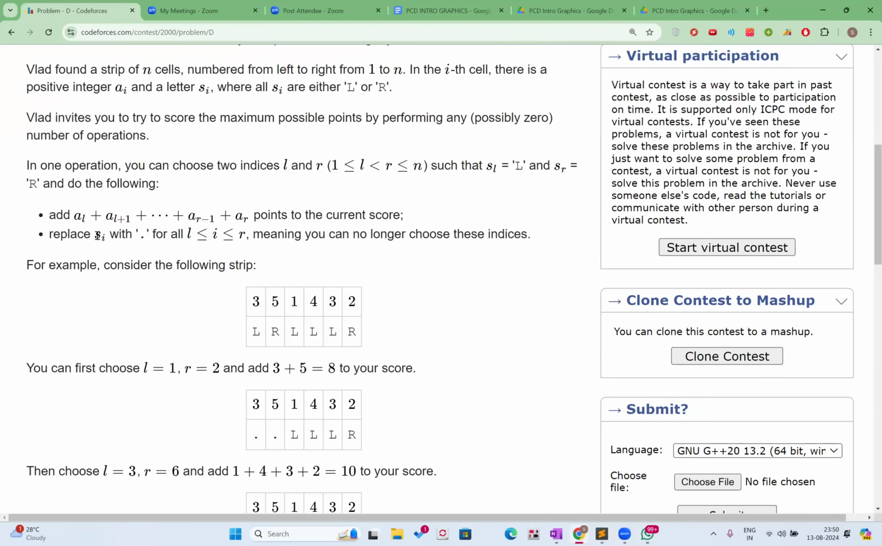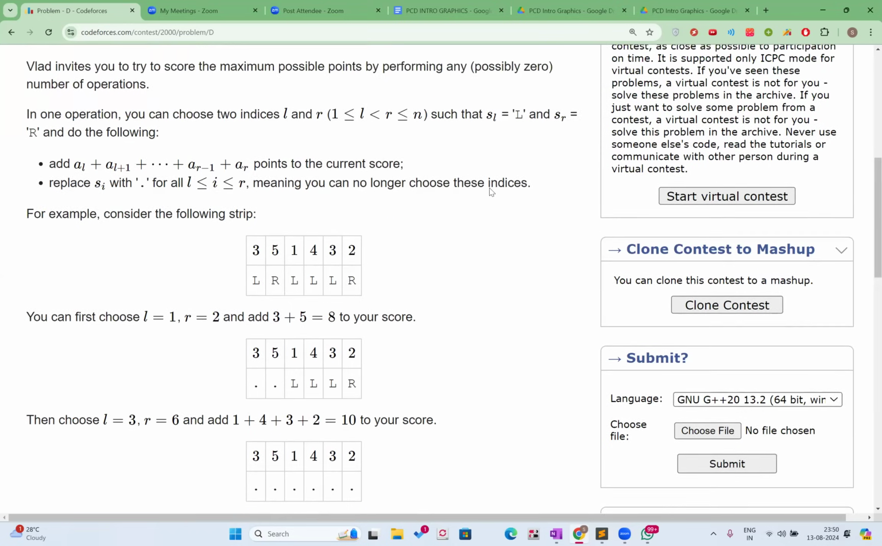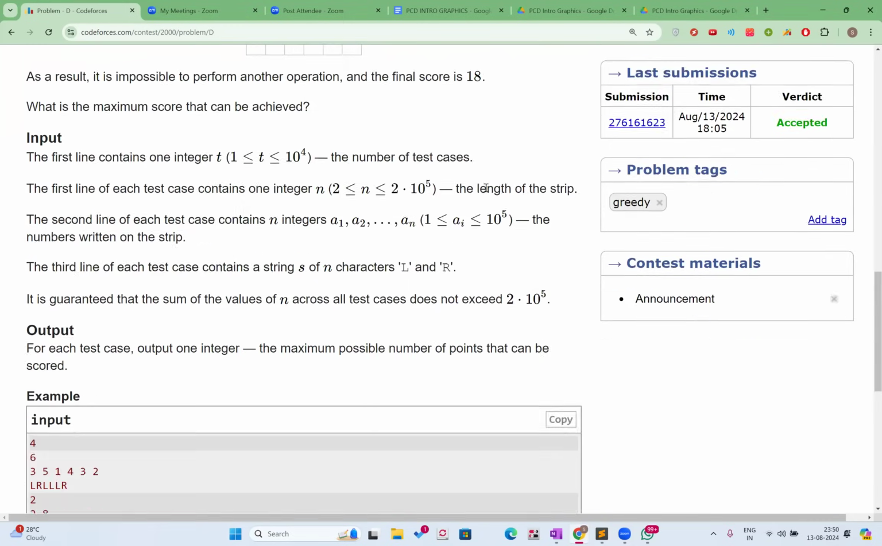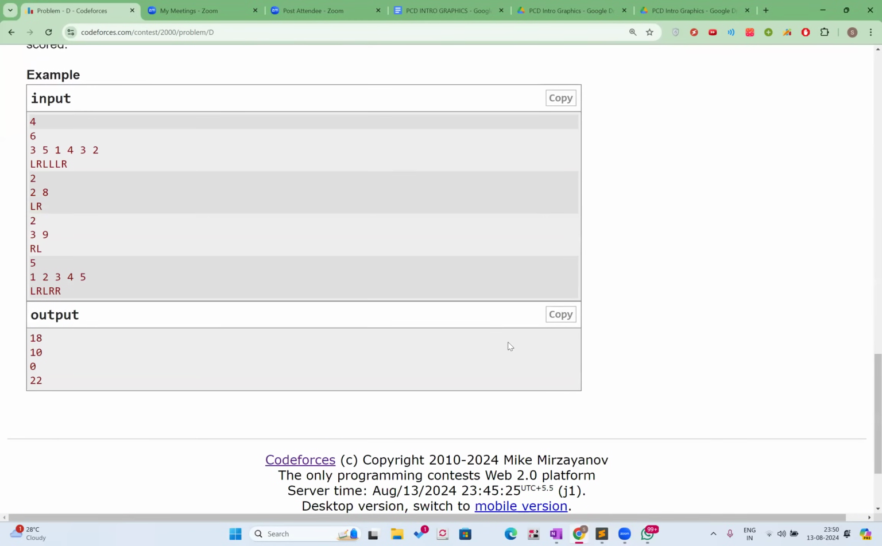So basically, this is the question. Now I'll show it with an example again. So any questions on the problem statement first?